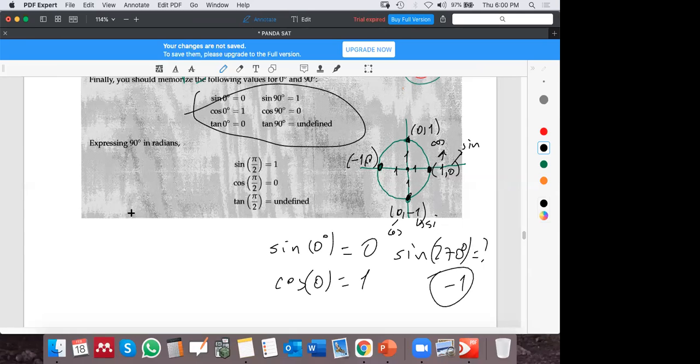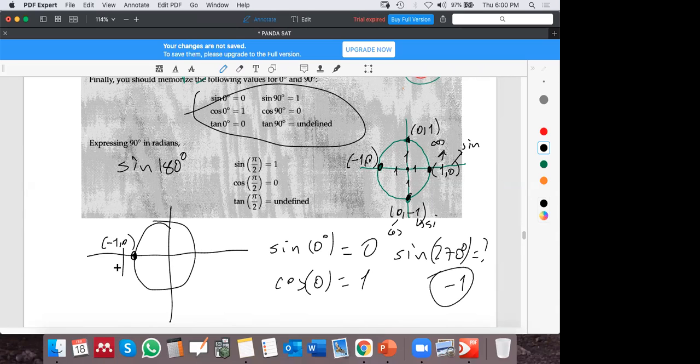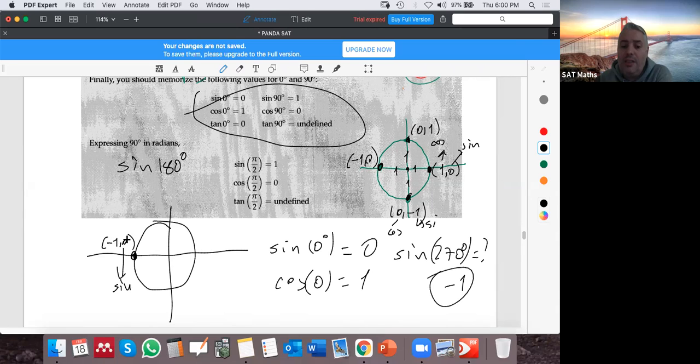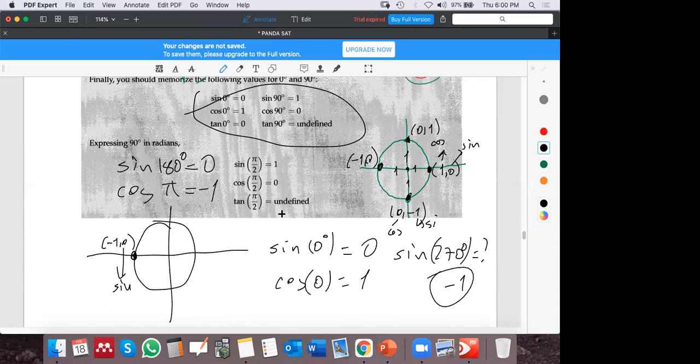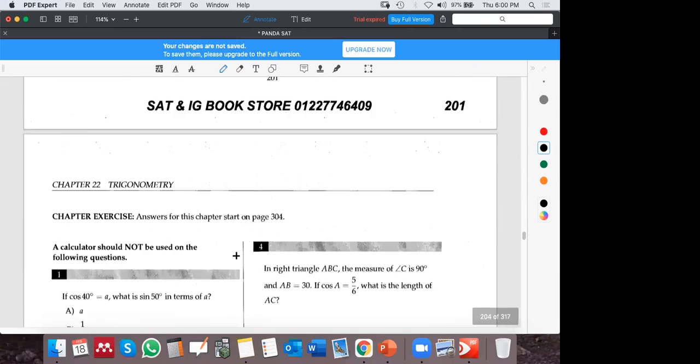Instead of memorizing this table. Can you give one more example? Tell me sine of 180. So 180 is here. The coordinate is x is -1, y is 0. Sine means the second component. So sine of 180 is 0. What about cosine 180, which is cosine pi? -1. Okay. Tangent and cotangent you can calculate by yourself. Tangent means sine over cosine. Cotangent means cosine over sine.